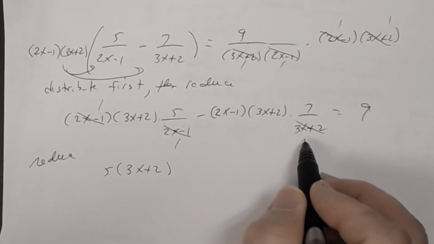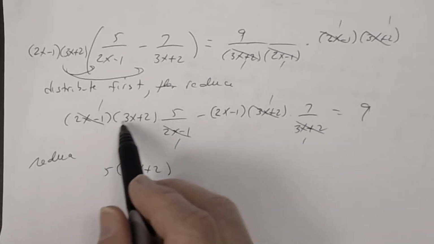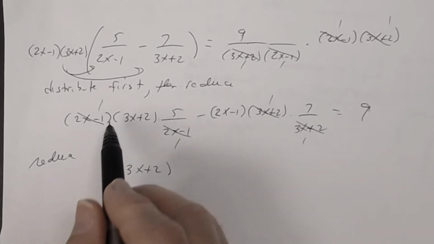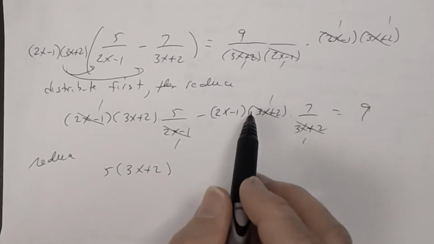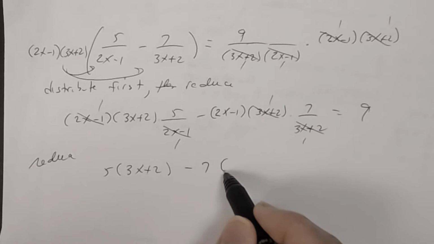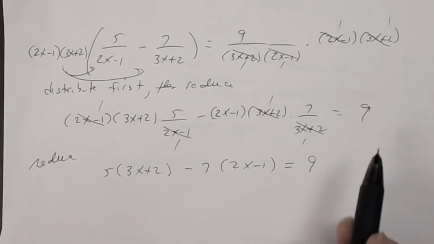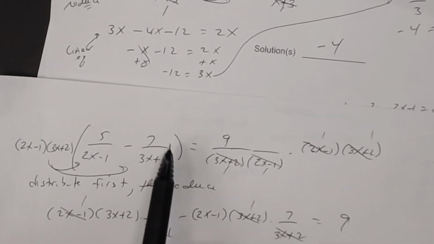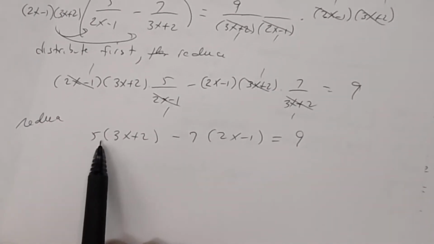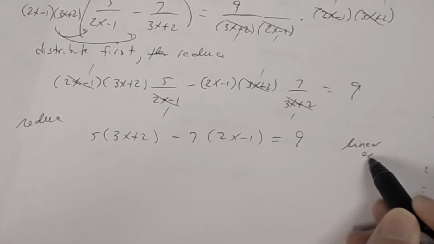And over here, the 3x plus 2's divide out. Notice I got 1's in the denominator. That's what you wanted. So the whole point of multiplying by the LCD is to get that to be a 1. So this denominator better be in your LCD. And now I'm going to have 7 times this. So minus 7 times 2x minus 1. And all that's equal to 9. So notice I went from a complicated equation to a simple linear equation. So I have this linear equation.